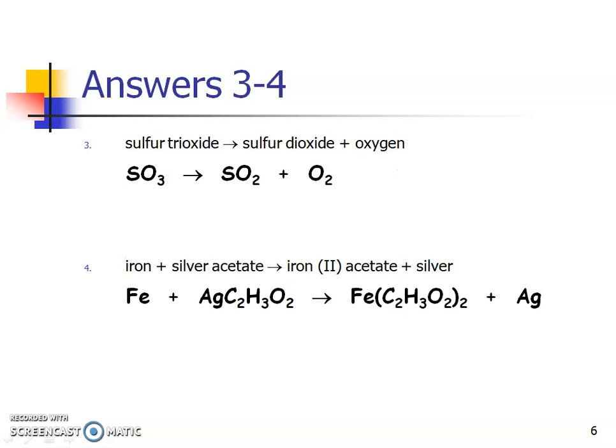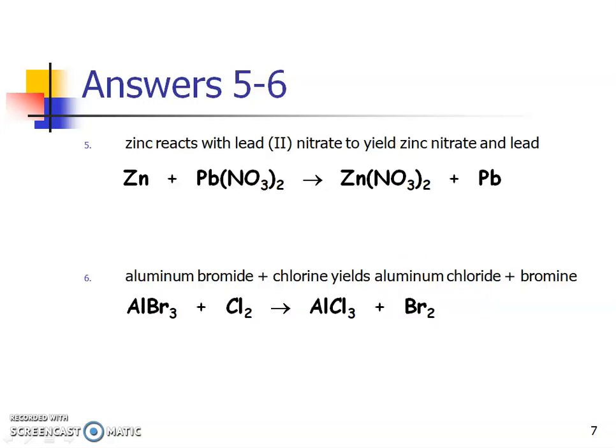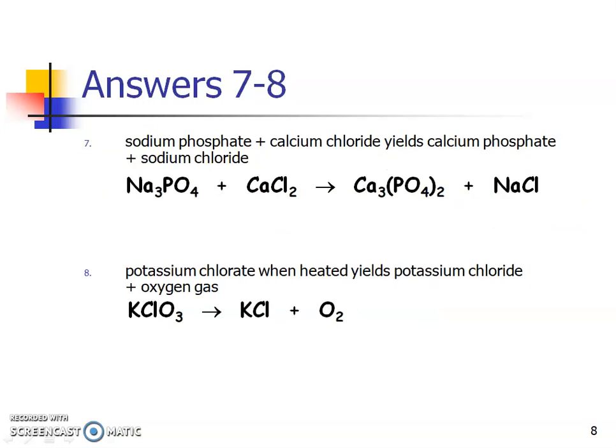Here's your 3 and 4. And remember that acetate, you might have used that other formula, the other symbol for it, and that's fine, but I usually just write this one out. And 5 and 6. And again, here are those diatomic molecules, but zinc and lead are not part of those diatomic molecules, so they do not need the subscript of 2. Here's your 7 and 8.